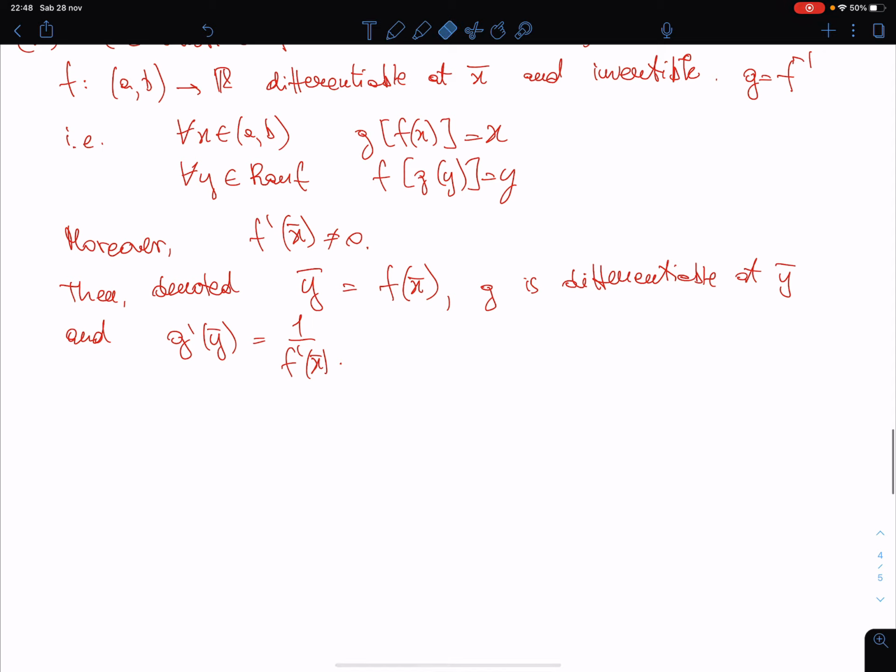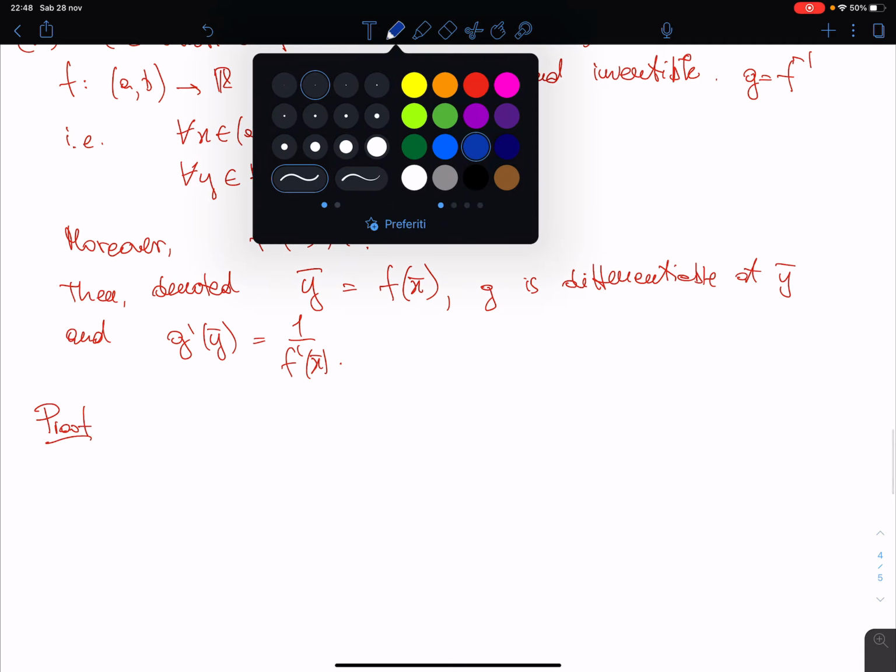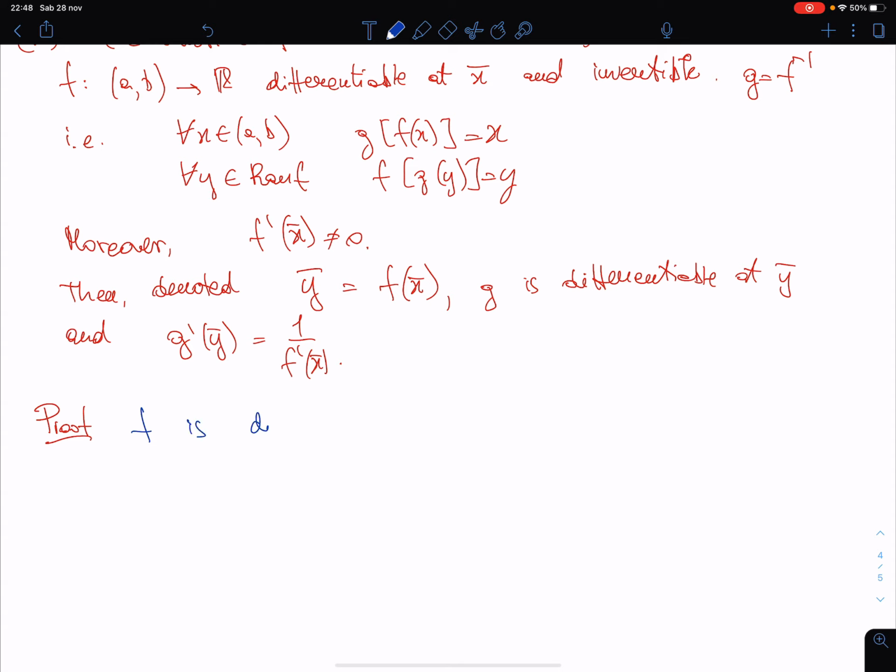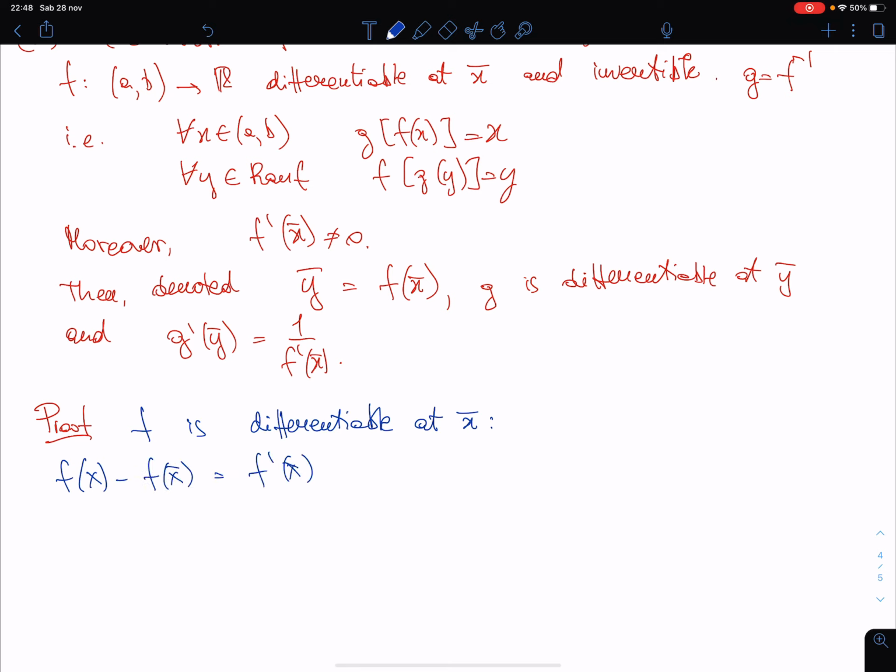Proof. Now f is differentiable at x bar, we have that f of x minus f of x bar is equal to f prime of x bar times x minus x bar plus little o of x minus x bar for x going to x bar. Use this notation, quite standard. Y is equal to f of x. So this is true if and only if x is equal to g of y.